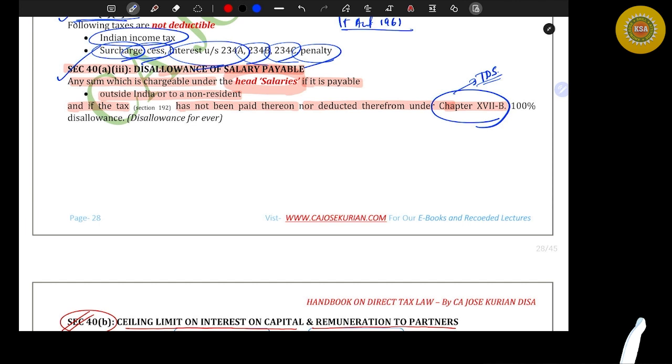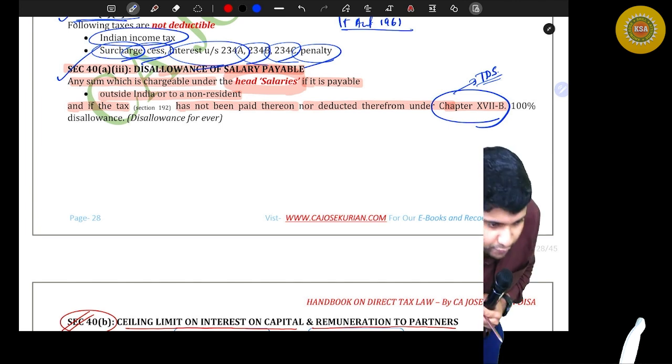Are you with me? So if a person is paying salary to a NR, either there is a default in deducting TDS, or deducted, but there is a default in making the payment, then you tell me what will happen? That 100% of that salary paid by KS Academy shall be a disallowance forever. Is that okay? Superb. It will be a disallowance forever. That's why we have kept it under a separate section.